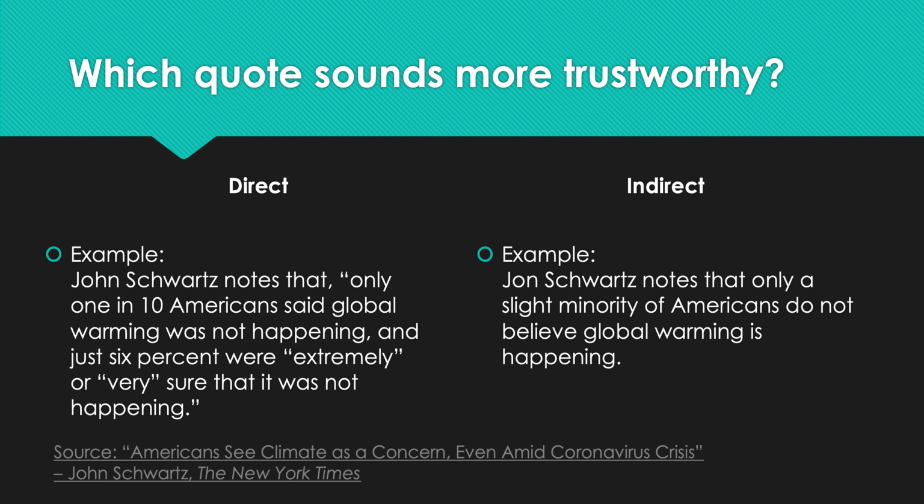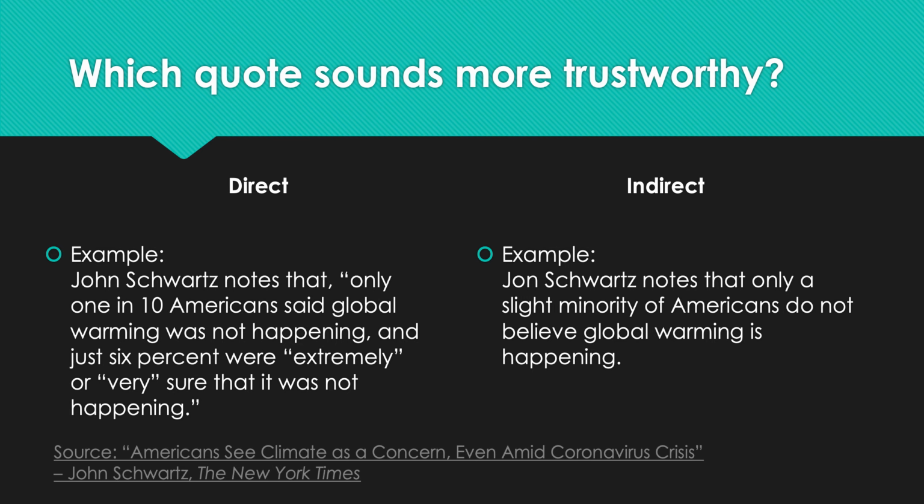So we have a lot more detail on the left-hand side. We have a lot more, you could say, muscle to this quote than the one on the right, which doesn't have much at all. It just says that only a slight minority of Americans do not believe global warming is happening. So we don't know how many. What are their feelings about it? Are they extremely or very sure it's not happening? We don't have those kinds of details, right?